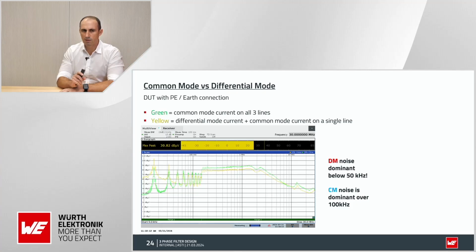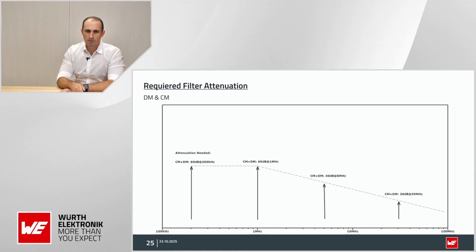But they are pretty close together, so we make it a little bit easier for us, and we assume for common mode and differential mode, we need both 60 dB damping at 200 kilohertz. So this is the resulting filter impedance curve we will need to fulfill the requirements. We start with 60 dB at 200 kilohertz, and then we need less and less, let's say, filter insertion loss, because the interference is also going a little bit down and the limits are going up.